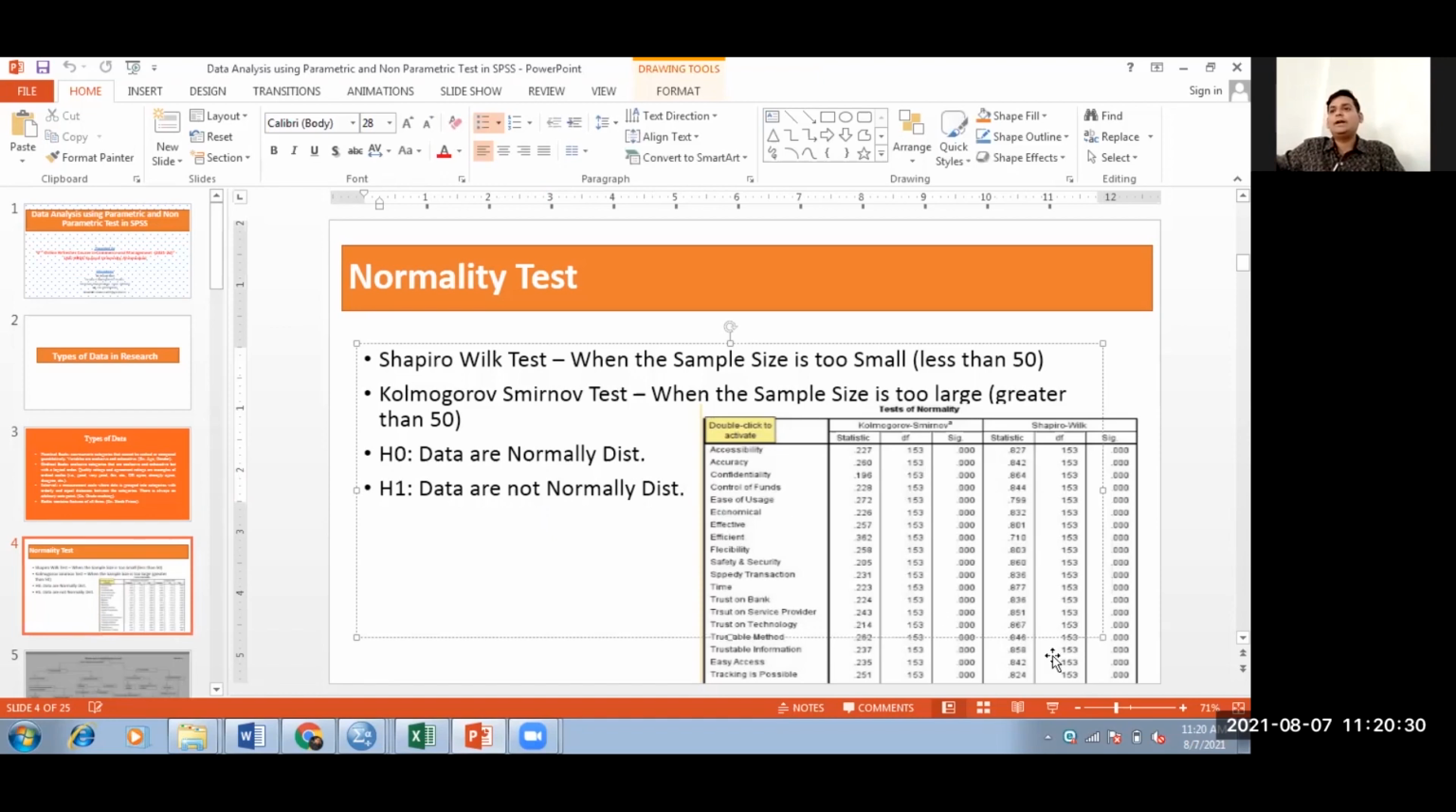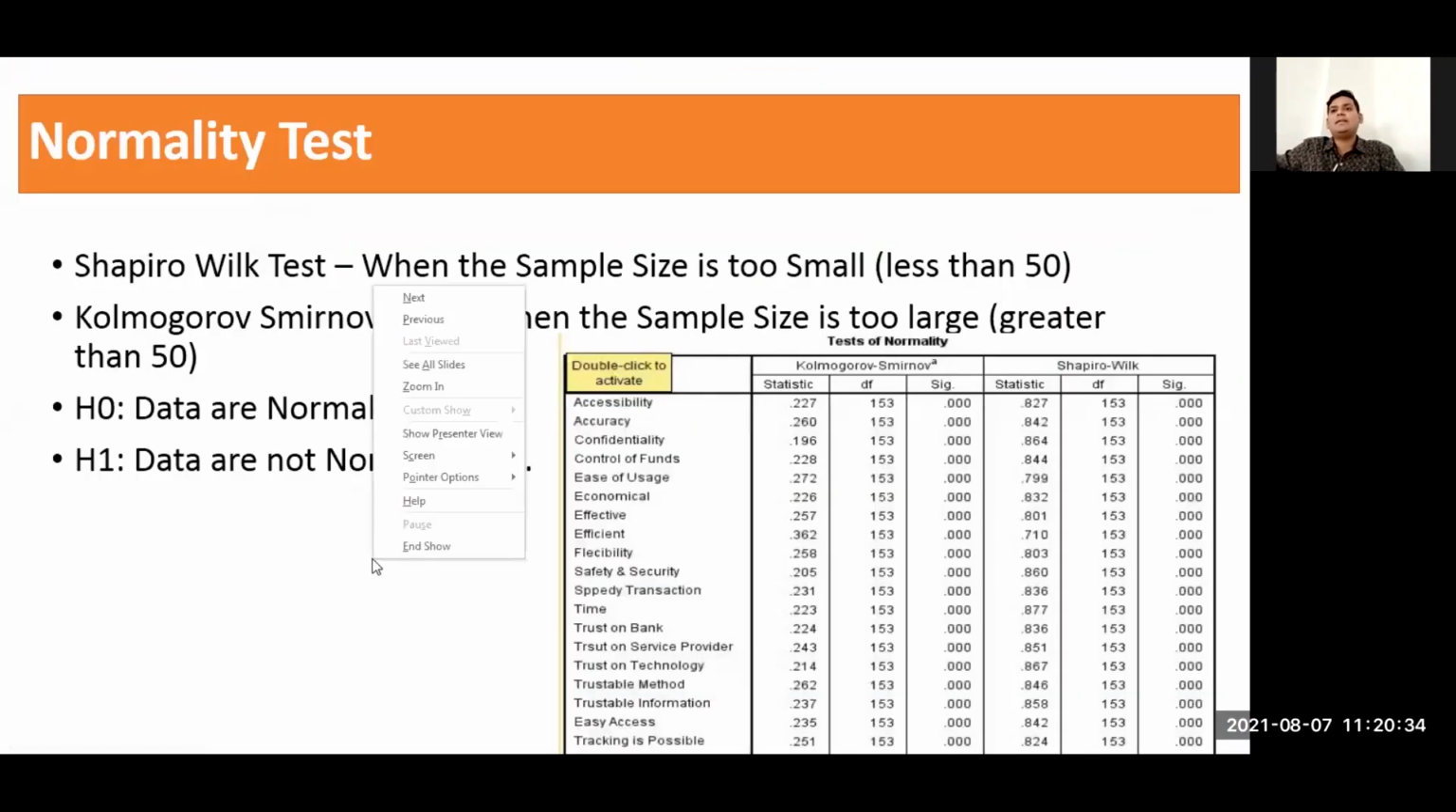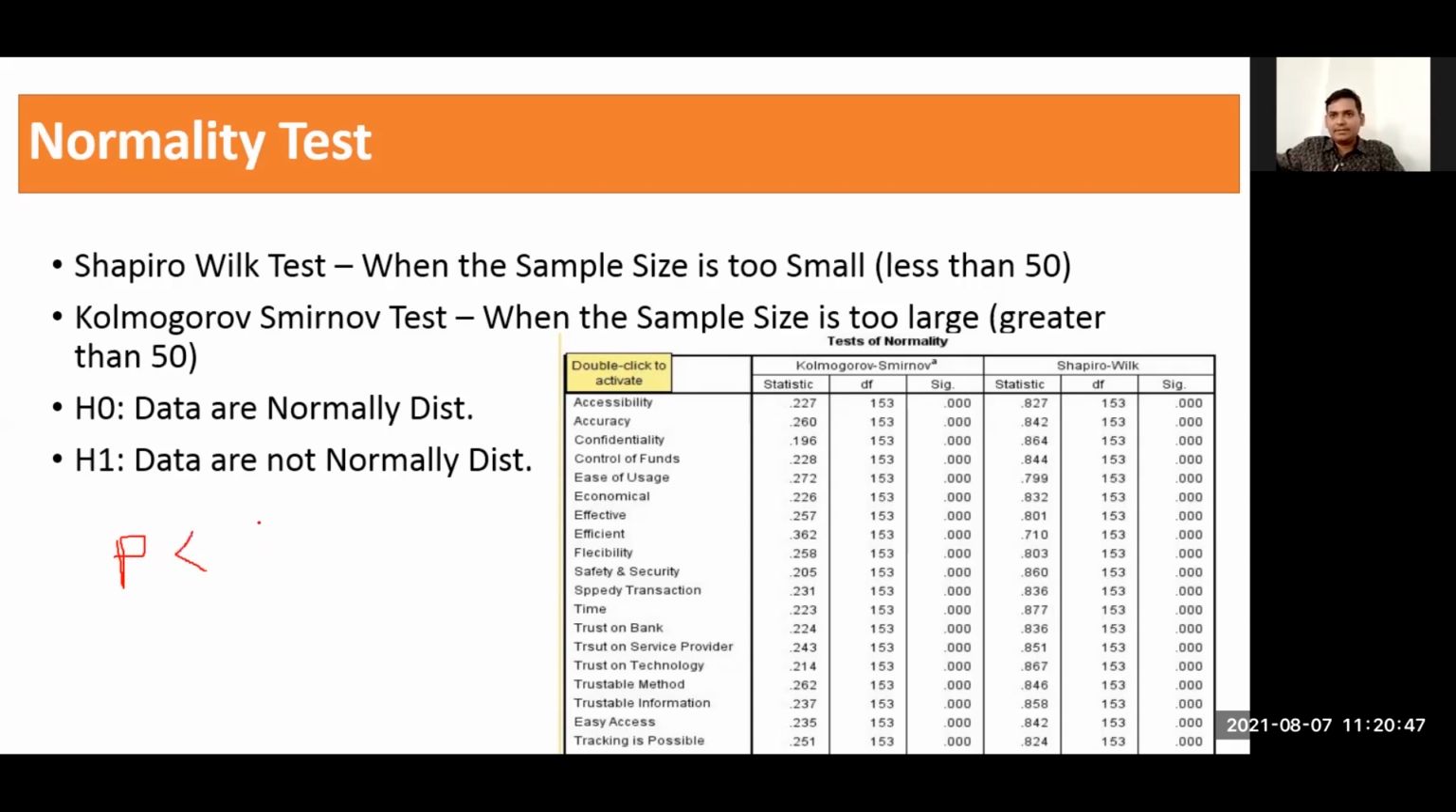Now, when is the null hypothesis accepted or rejected? How do we decide? If your probability value is less than 0.05, then we can say that the probability value is falling under the rejection region.